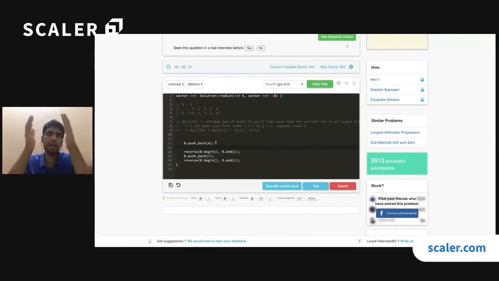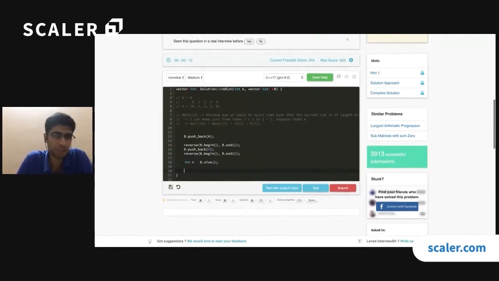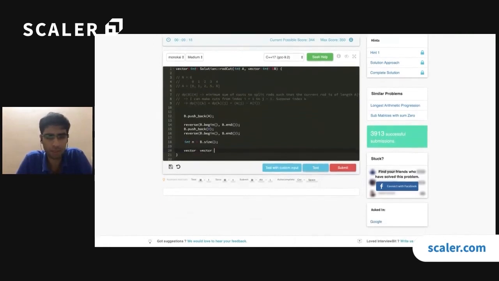And now that I have padded it, I have to create a DP table of this length, right? The new length is the new b.size. So I will create a DP table of n cross n, vector of vector of n, dp of n plus 1.